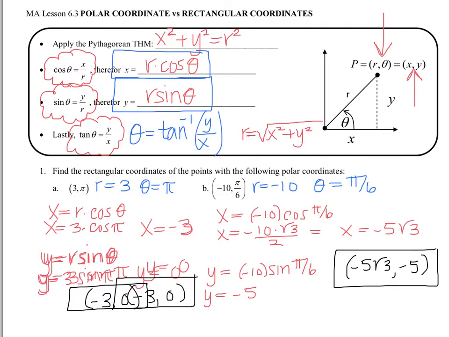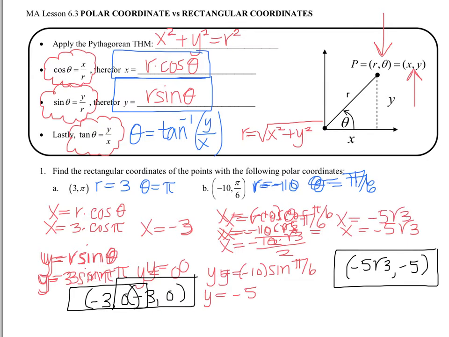Okay, let's do the same thing for b. Polar coordinates -10 and pi over 6. So I have r equals -10 and theta equals pi over 6. So x is going to be r cosine theta, which is going to be -10 times the cosine of pi over 6. And I get -10 times √3 all over 2. So that makes x equal to -5√3.